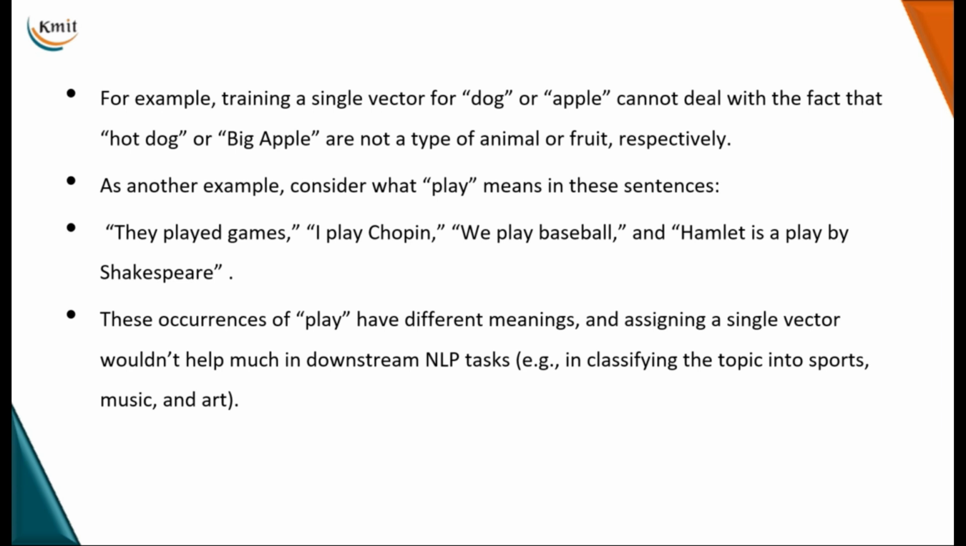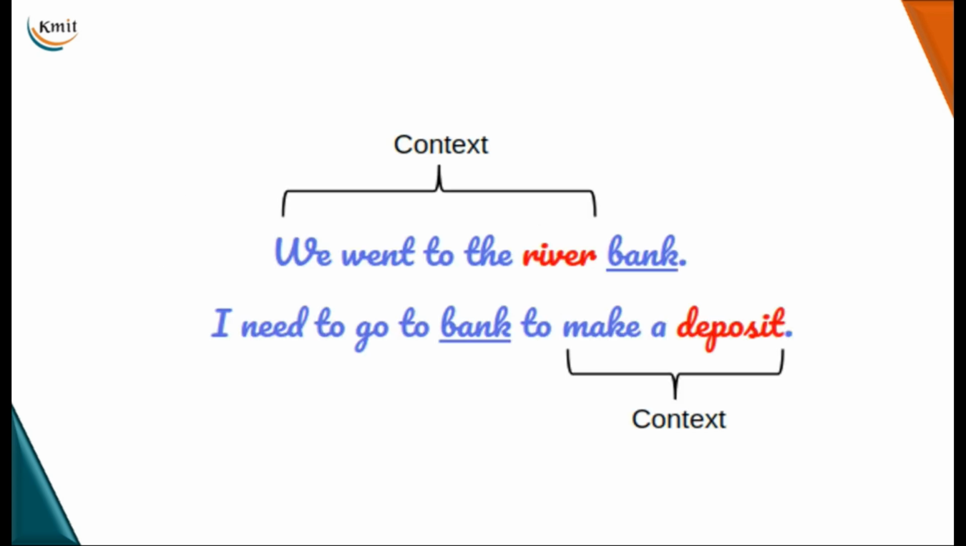Take another example, the word play. They played games, that is playing something. I play chopin, that is music. We play baseball, a live sport. And Hamlet is a play by Shakespeare, which is drama. The word is play, but its occurrences have different meanings, and assigning a single vector wouldn't help much in downstream NLP tasks when we talk about word embeddings.